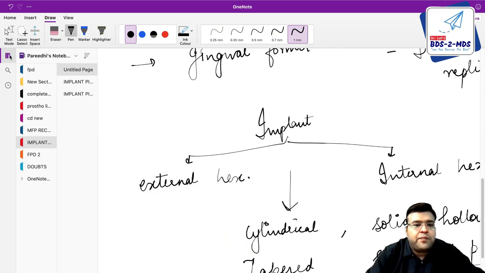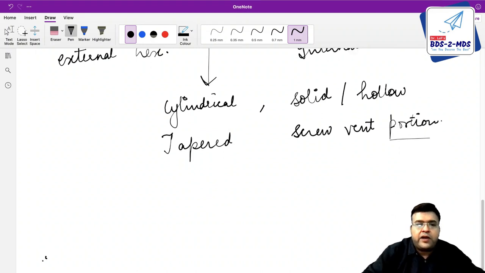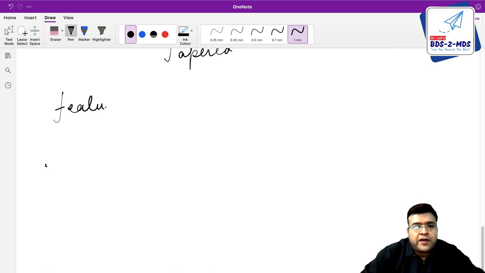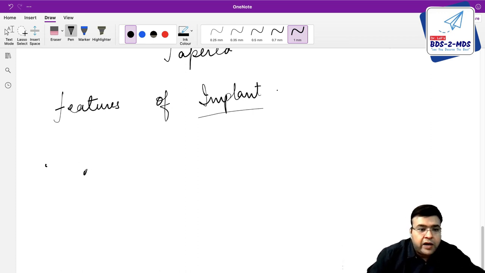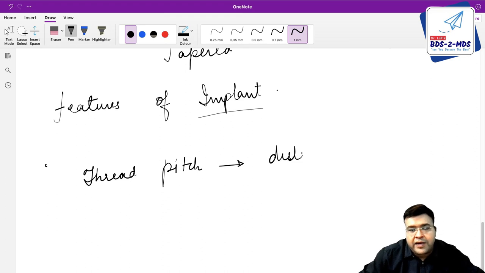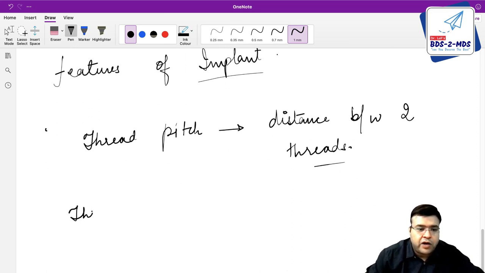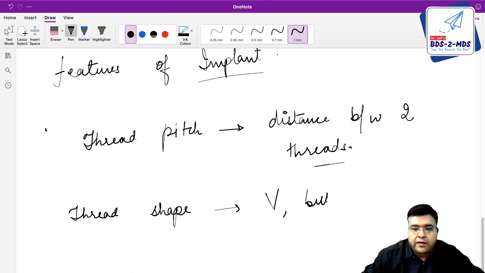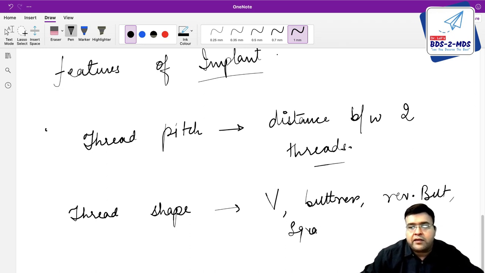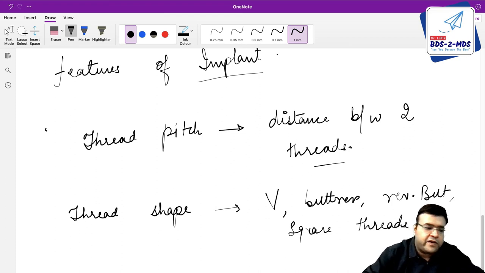Then coming on to the next important point, this is about the implant. Now we need to understand the features of an implant, right? There are important terms called thread pitch. Thread pitch is the distance between two threads on an implant surface. Then you have something called thread shape. The thread shape can be V-shaped, you can have a buttress shape, a reverse buttress shape, you can have square threads, right? So these are all the different thread shapes.